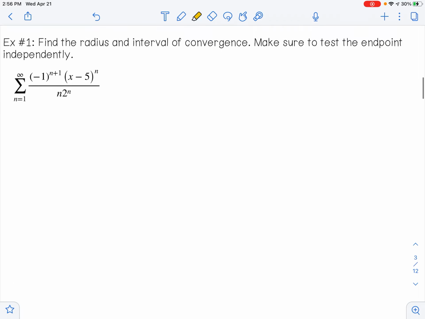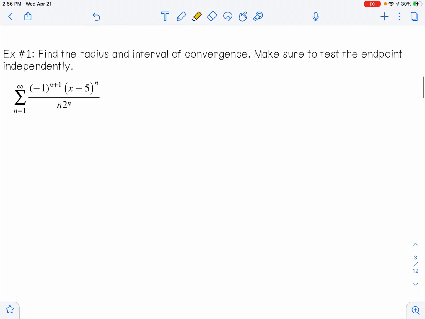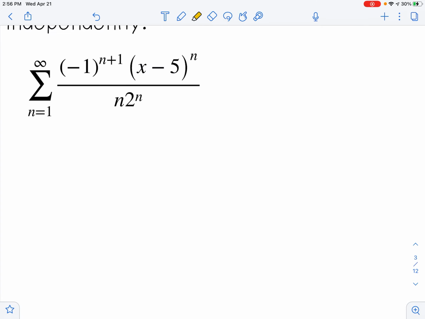So for the first example, we are going to find the radius and interval of convergence, and we're going to make sure to test the endpoints independently. So what you're going to do for finding your radius of convergence is you're always going to use the ratio test. So we're going to do the ratio test.